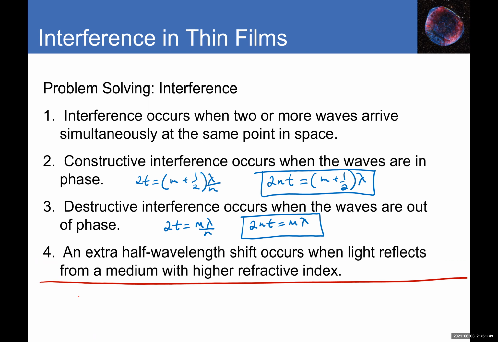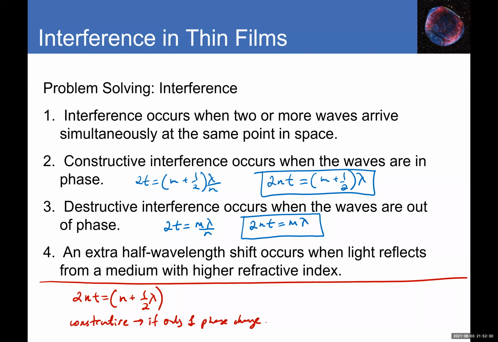So think like this. This equation, 2nt equals (m plus 1/2) times lambda, I said that this is for constructive. So this is constructive, basically, if only one reflective ray undergoes a phase change. Only one phase change. Okay.